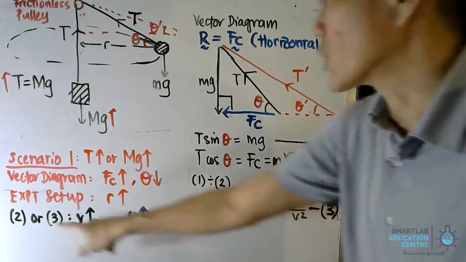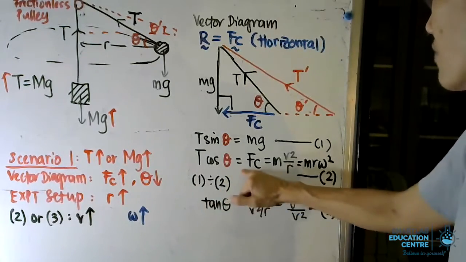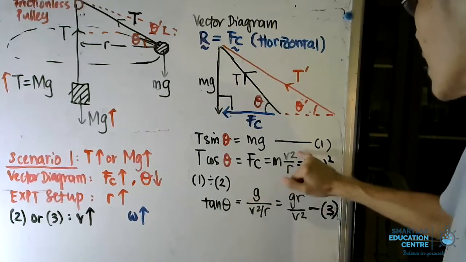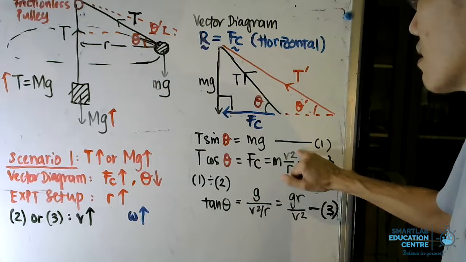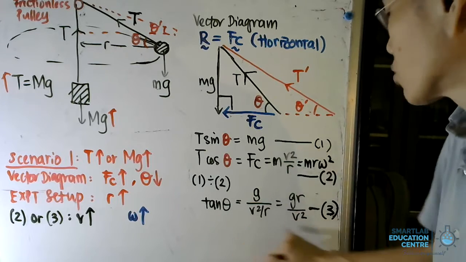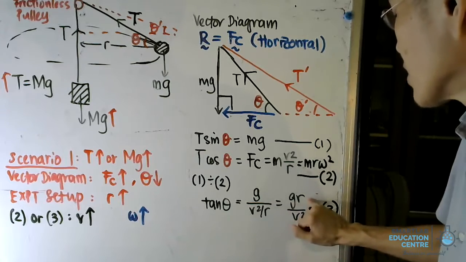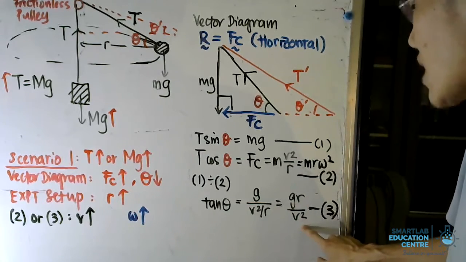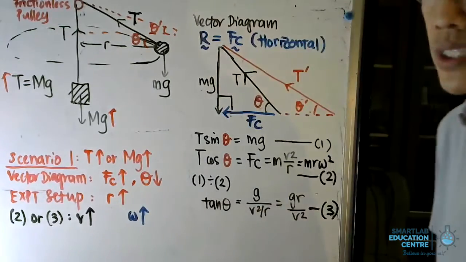And finally, from equation 2 or 3, you can see that in equation 2, if Fc were to increase, and R were to increase, then obviously V must increase. Or if you take a look at equation 3, if tan theta drops and your R increases, your V definitely must also increase. So both point towards the fact that V actually increases.